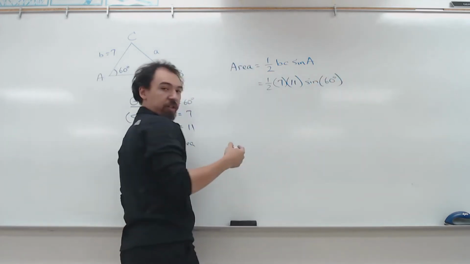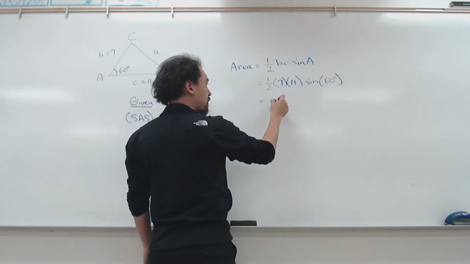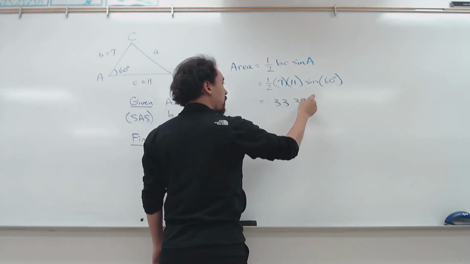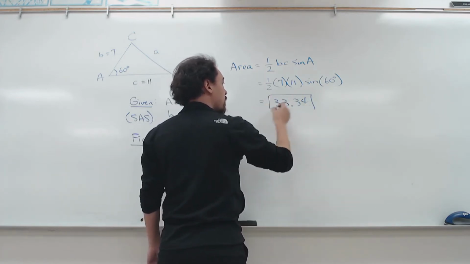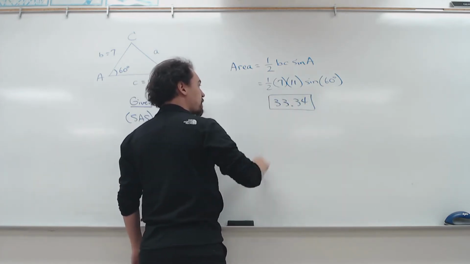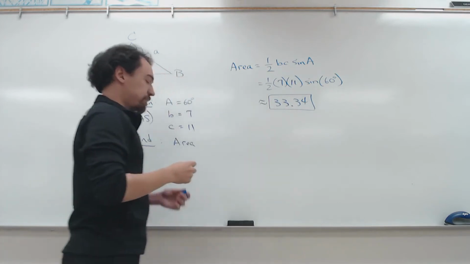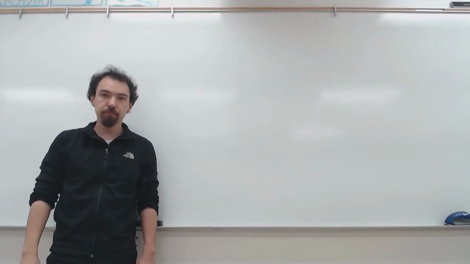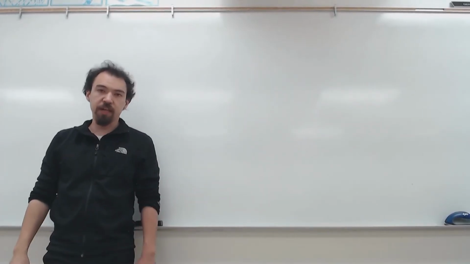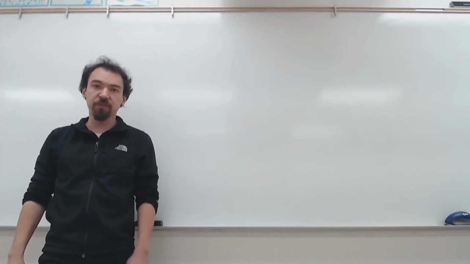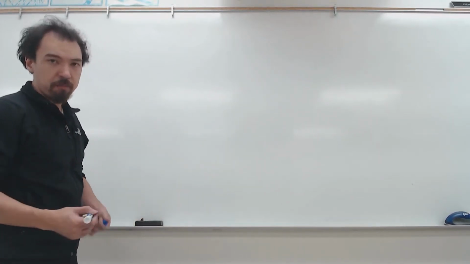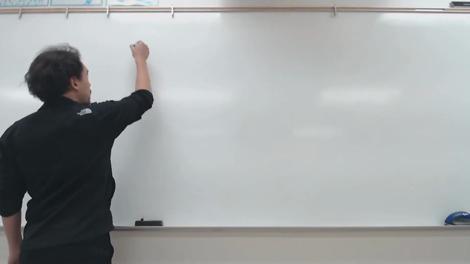Now we just have to plug that into the calculator, and we get 33.34 square units. We should put approximately, since this is a rounded quantity. In the case we just had, we were given information in the form side angle side, which fit our formula perfectly. But let's imagine that's not the case.